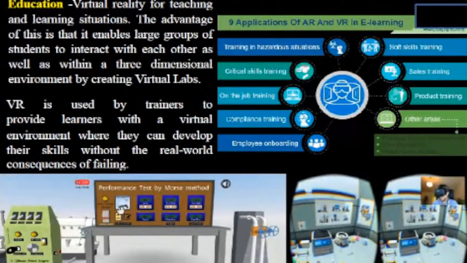Sometimes it may happen that there are certain devices, certain systems, which are very costly. Certain experimental devices are very costly, and the academic institute may not have this kind of hardware setups. So in that case, what we can do is have a virtual model of that costly hardware setup, and students can work with that one.